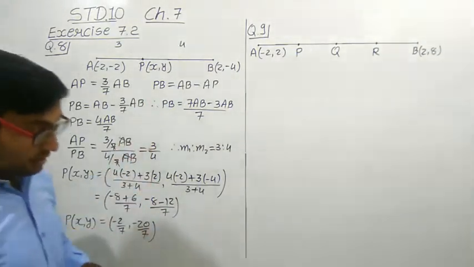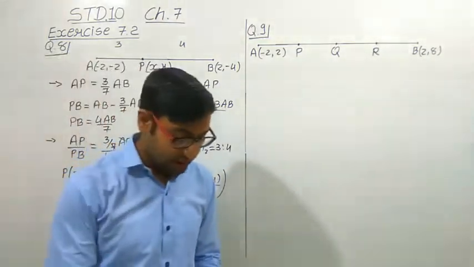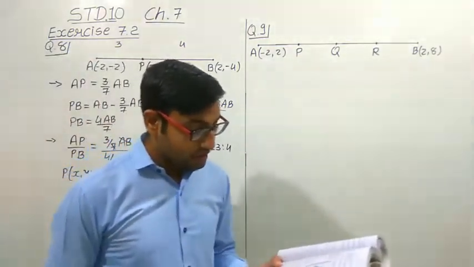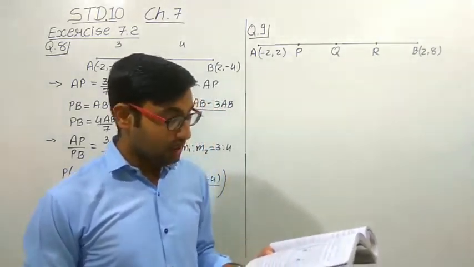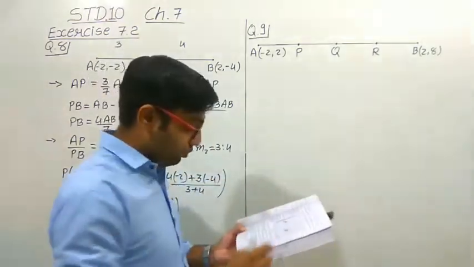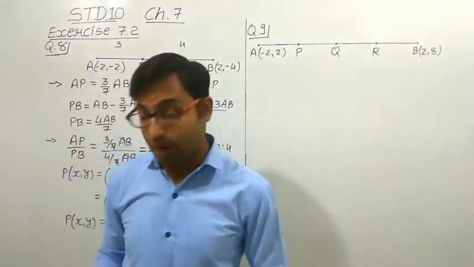Okay, now let us study question number 9. And what is the question? The question here is: find the coordinates of the points which divide the line segment joining A(-2, 2) and B(2, 8) into 4 equal parts.